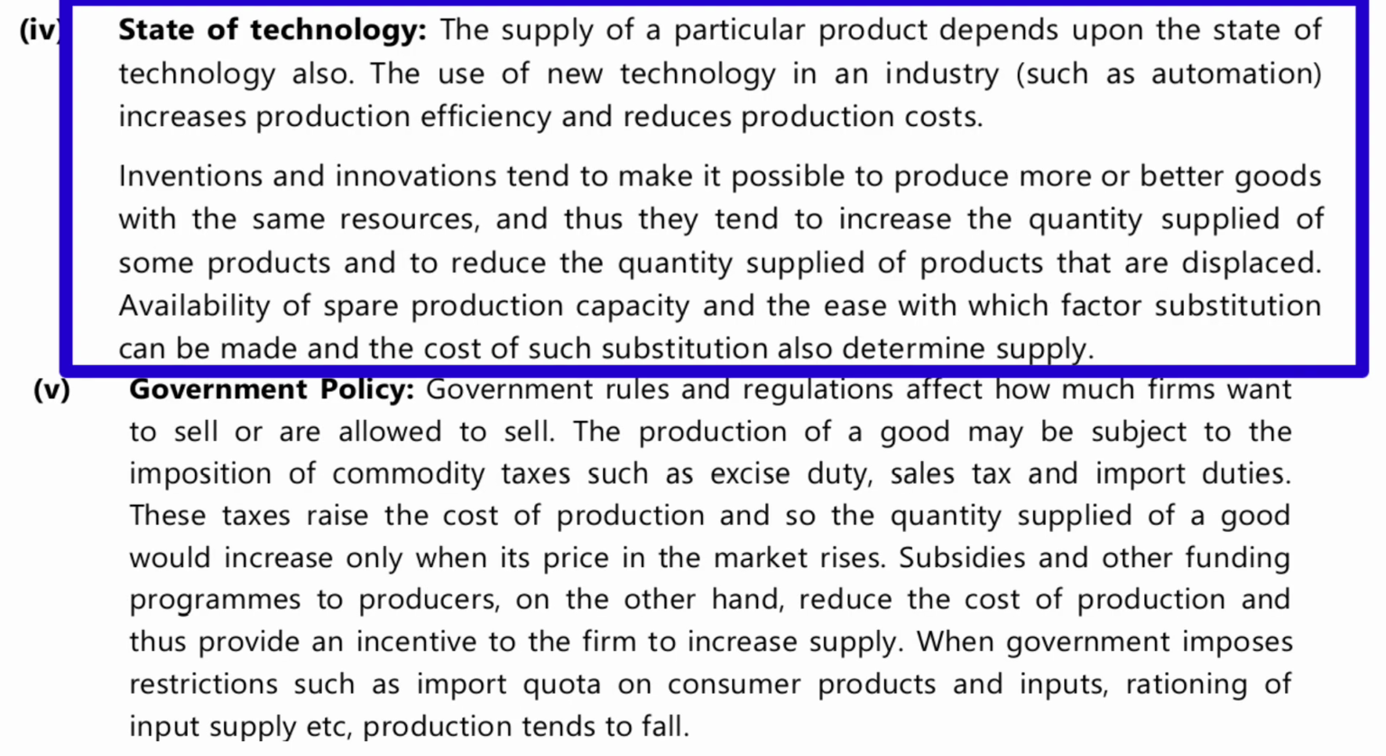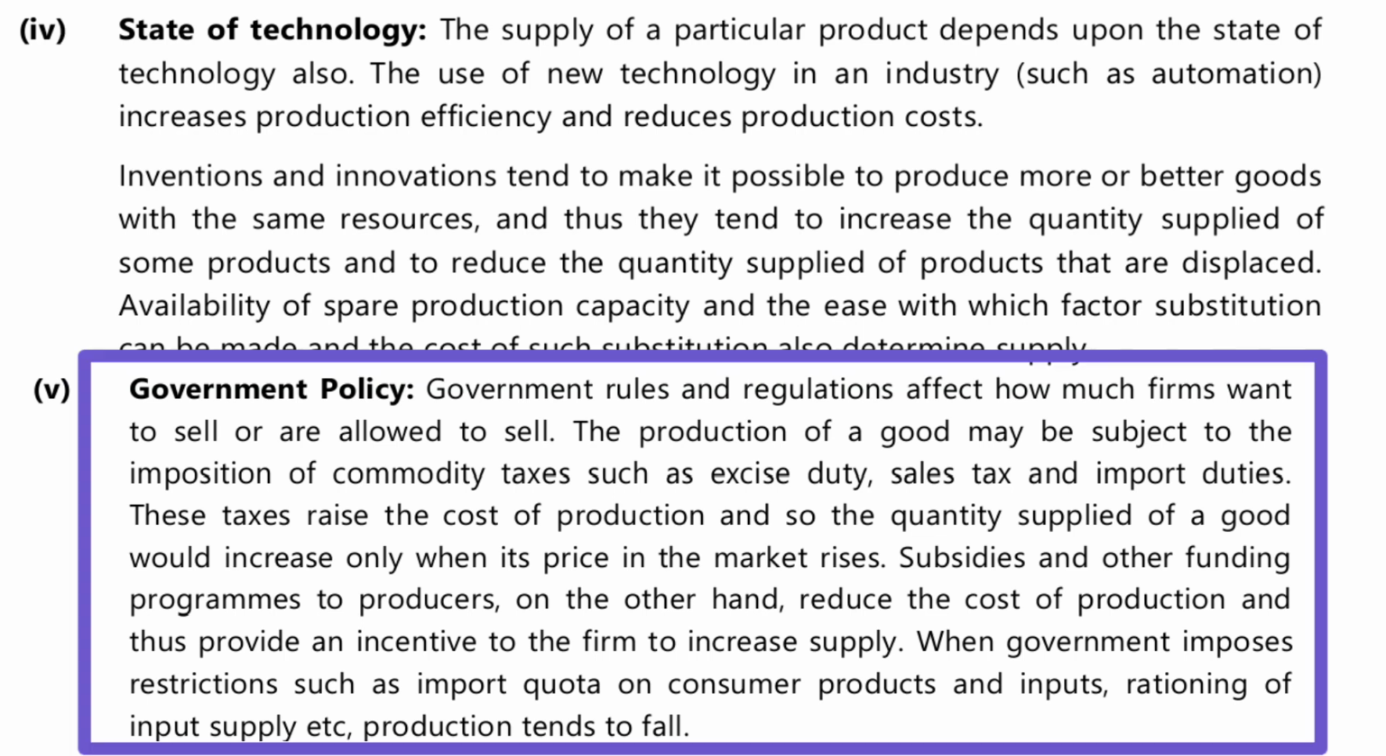The next one is the state of technology. The new usage of technology may reduce the production cost, thereby it might also increase production. So new inventions and new techniques may help the seller to improve the quality and quantity supplied at a time, and he can even use a substitute factor instead of the expensive factor, and this can also affect the supply.